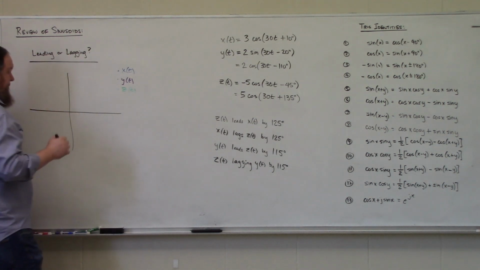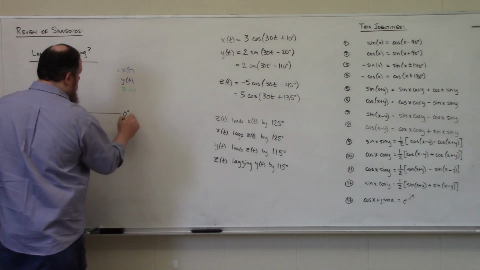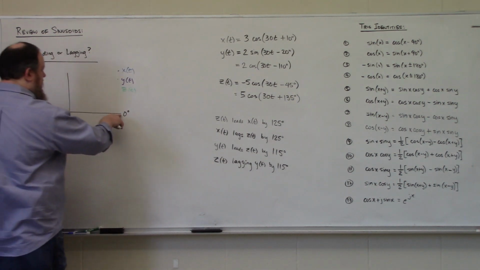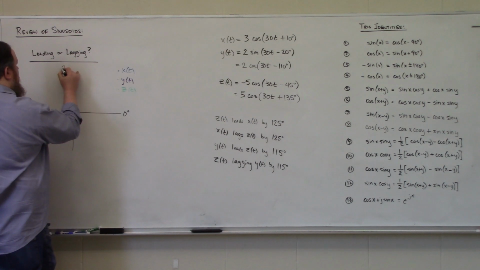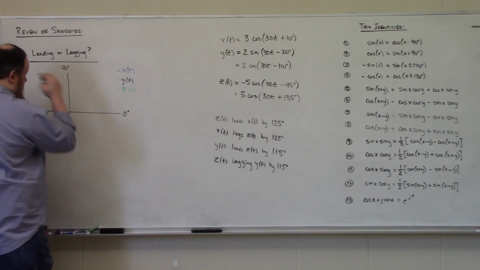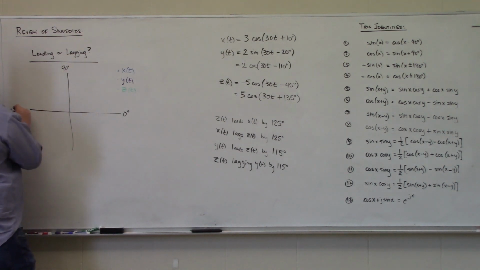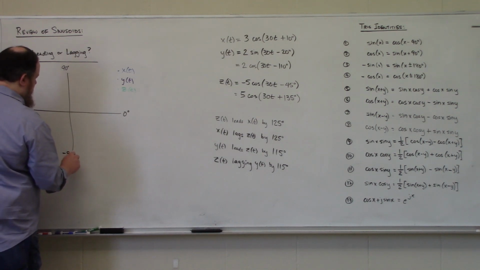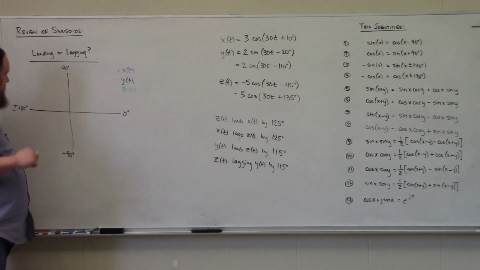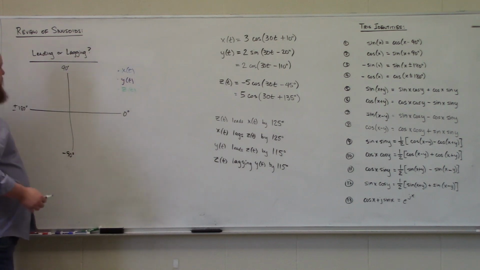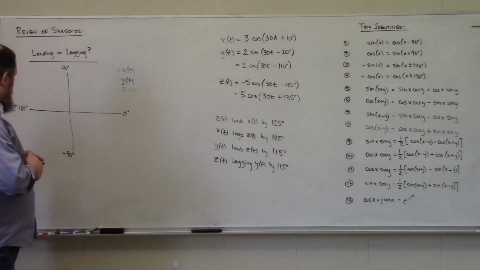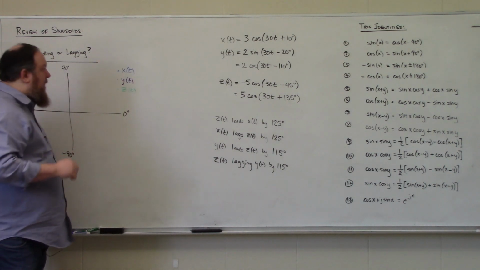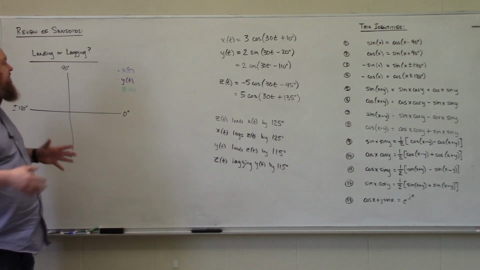It's a simple plot where over here is 0 degrees, and then this is 90 degrees because there's a right angle between these two. This is plus or minus 180 degrees. And then down here would be negative 90 degrees, or positive 270 degrees if we wanted to go all the way around the circle.